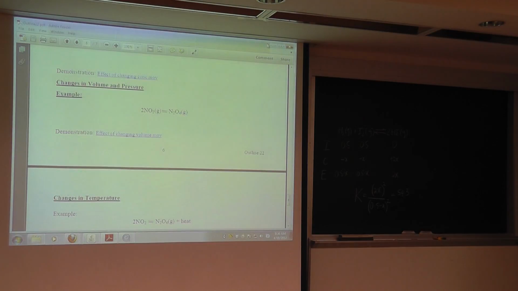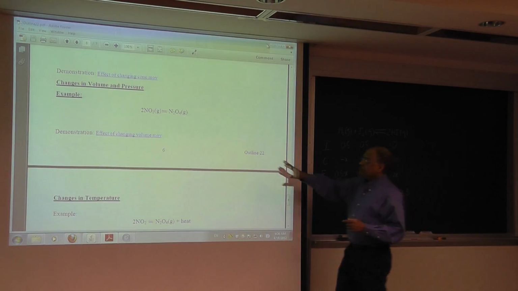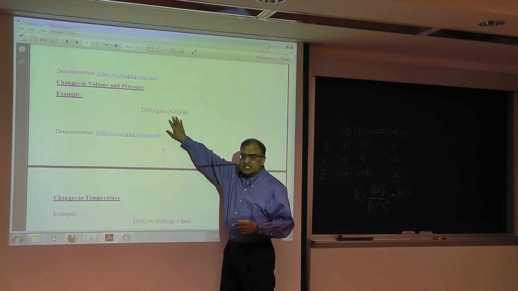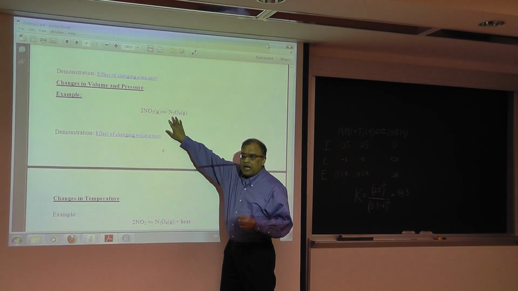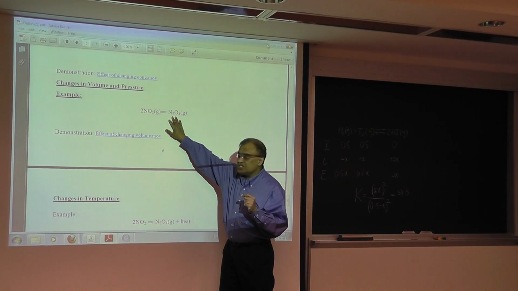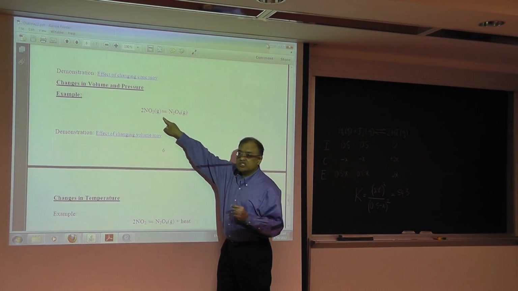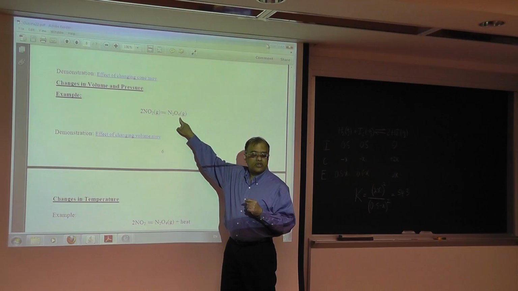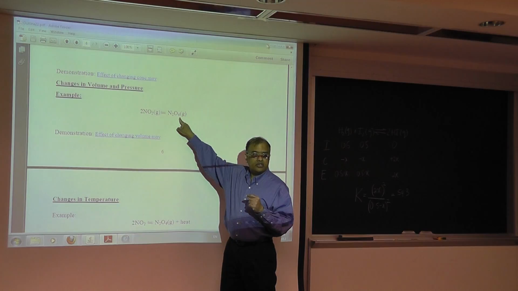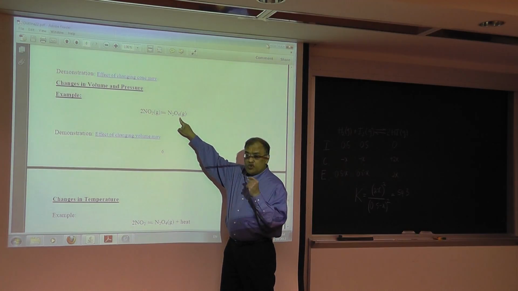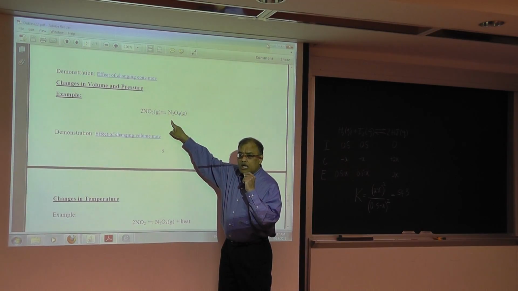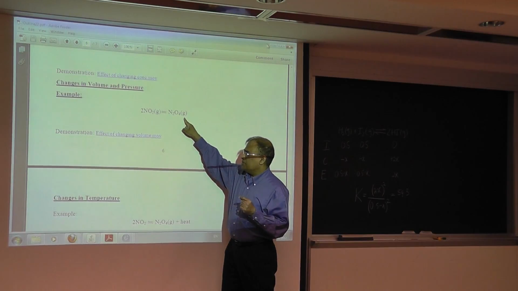Okay, let me explain that again. You have a system at equilibrium. You increase the pressure on this system, and the system opposes that increase in pressure. The way it can oppose that is by going forward, because by going forward it decreases the number of molecules. The pressure is directly proportional to the number of molecules. So if you increase the pressure, the system adjusts by going forward.